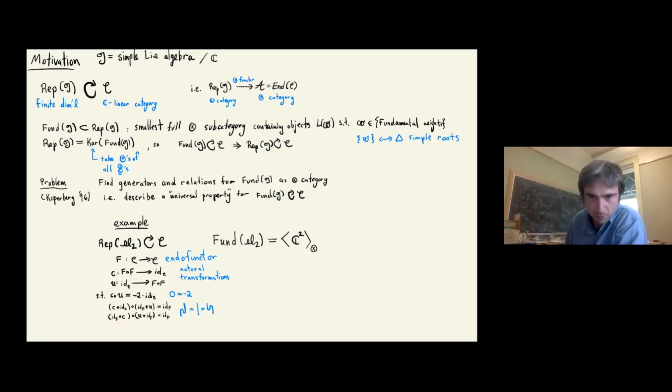So we can reinterpret this in the graphical calculus, and instead of writing the identity of this endofunctor F, I can draw a line, and I can draw this and this for the left-hand side and right-hand side of both of these equations. So I have a graphical calculus reinterpretation of this problem, and that's going to be the framework that we're working in today.